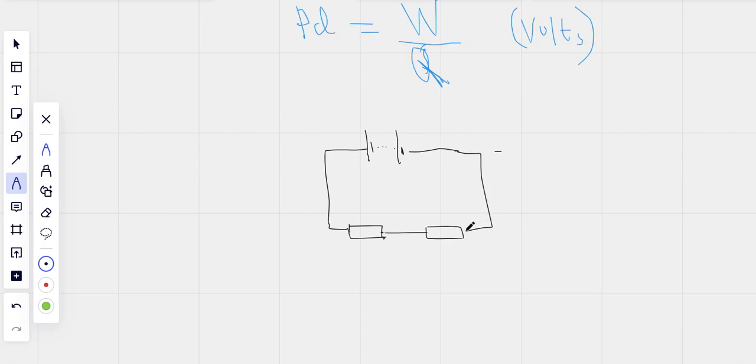So we have two resistors. Okay, this is our circuit. Let's say this is our circuit. So we can call this R1, the first resistor. The second resistor, we call it R2. Now you can see that both R1 and R2 are in series.